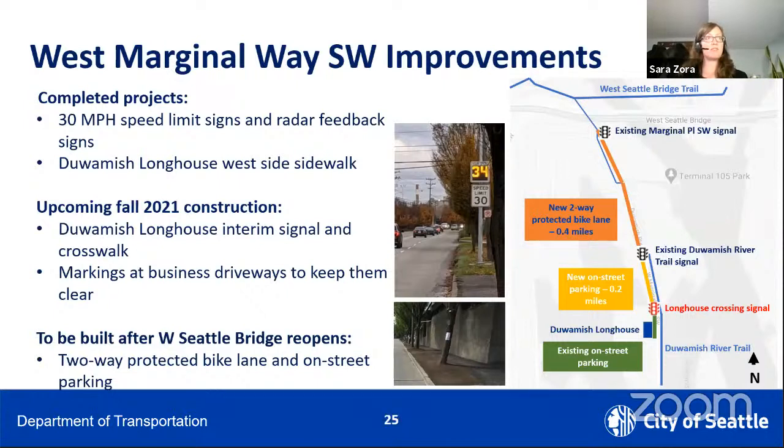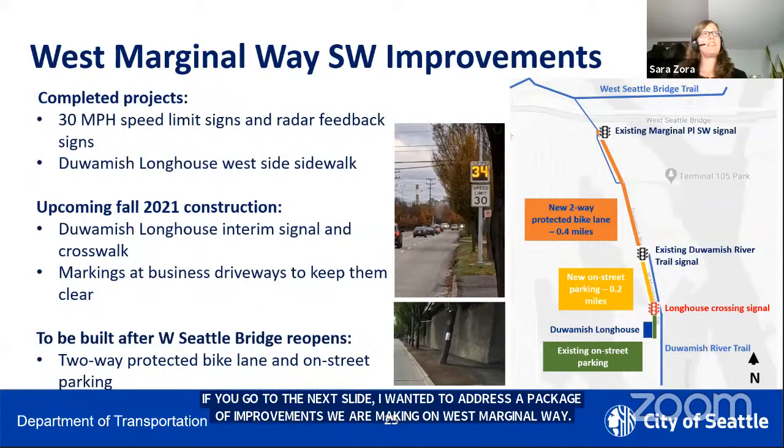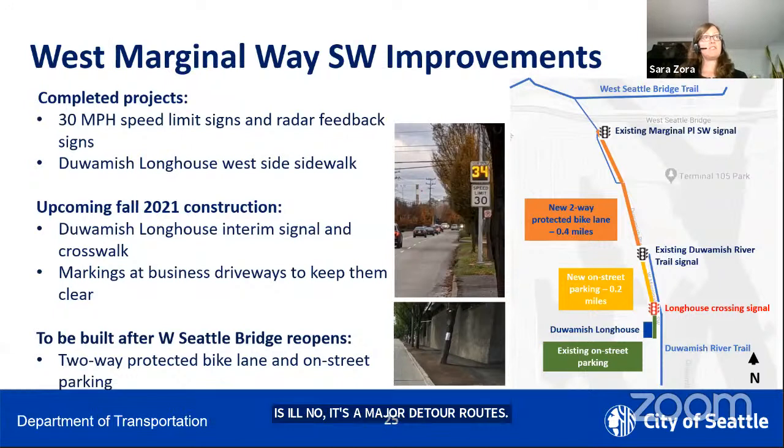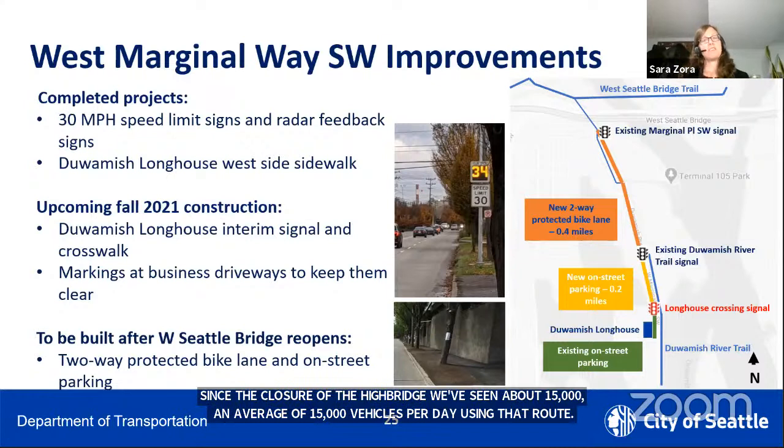As you all know, West Marginal Way is a major detour route. Since the closure of the High Bridge, we've seen an average of 15,000 vehicles per day using that route. So we have a package of improvements to try to ensure that we're making West Marginal Way safer, more predictable, and more functional for all the travelers.